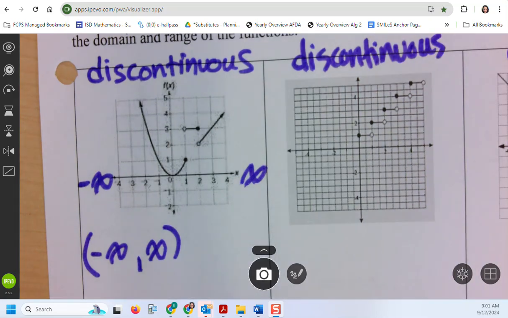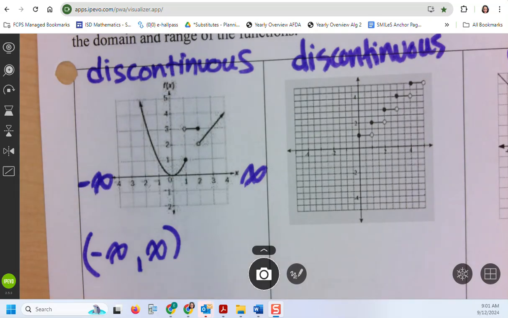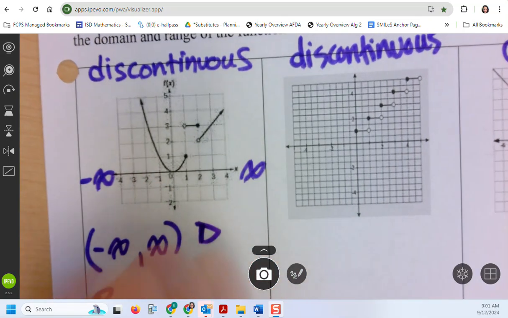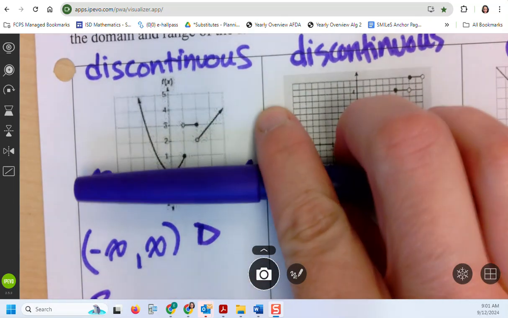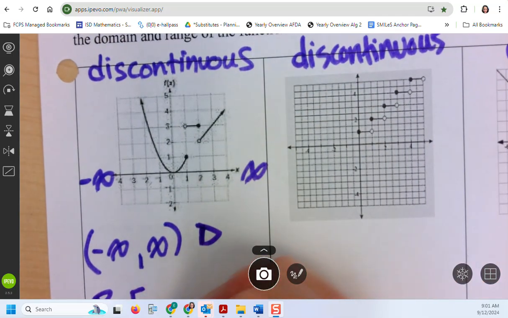For the y values, though, there is a lowest y value. Talk to your group about what's the lowest y value on the whole graph. Is that the domain? So we're looking at this one. Oh, you're right. This one is domain. Okay, what's the lowest y value, guys? 0, right? Your range starts at 0.